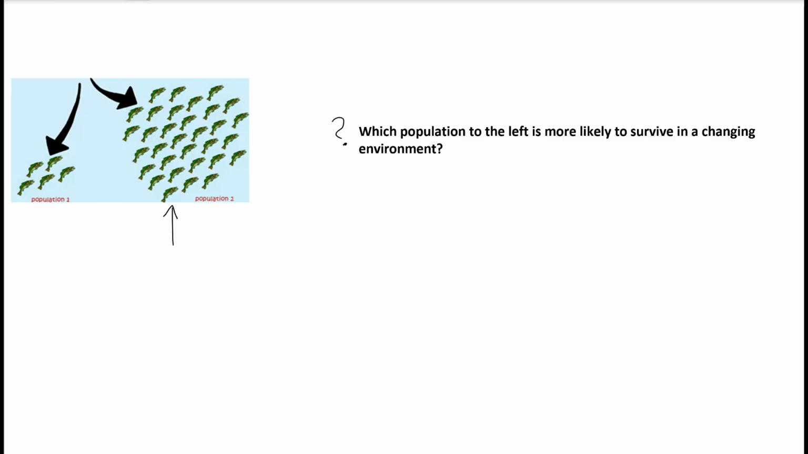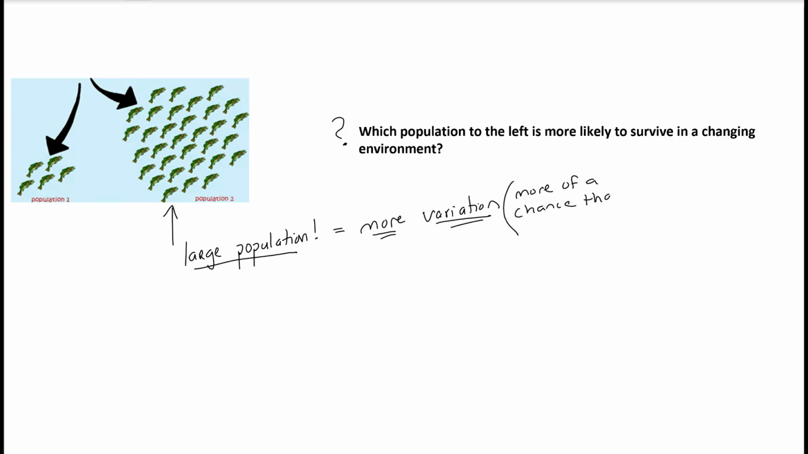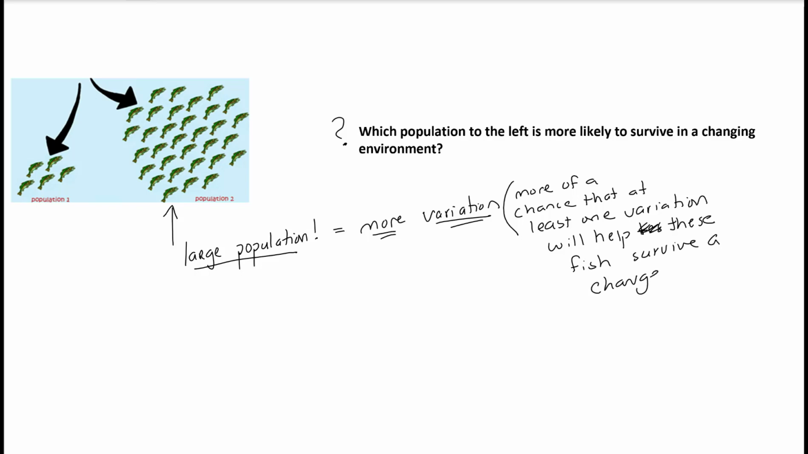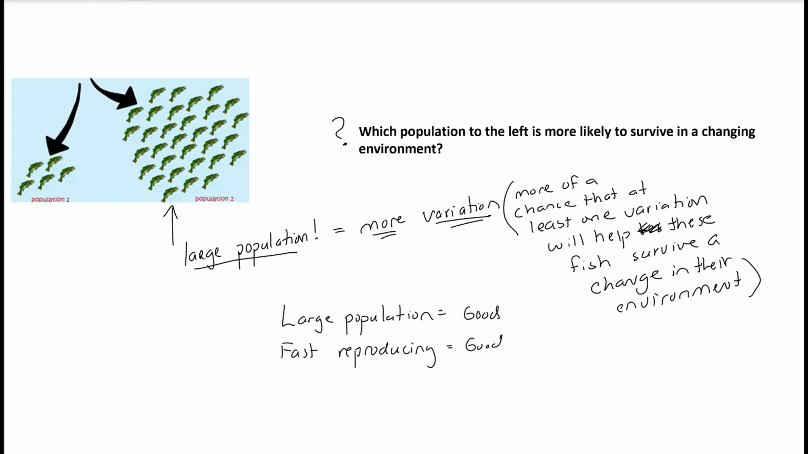You get two populations. You have one large one and a small one. Which population is going to survive better? The large, because you have a lot more variation. More variation means there's a better chance that you're going to have at least one variant, at least one type or variety that will survive the environment. Small population, you have less variation and not as many chances to survive the environment because there's not as many variants or types.